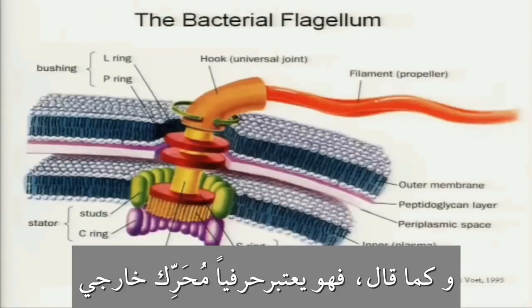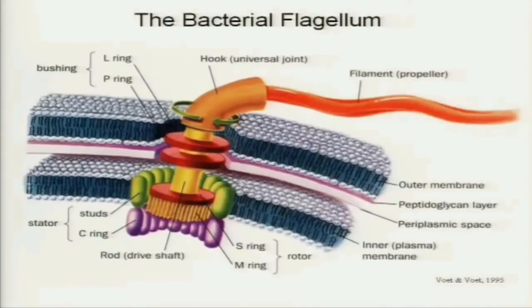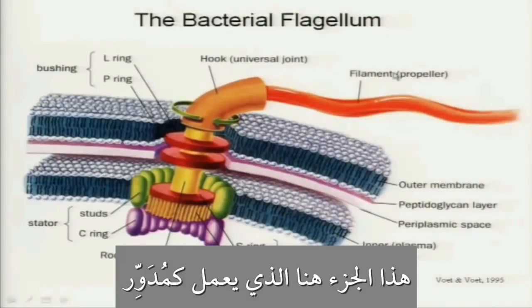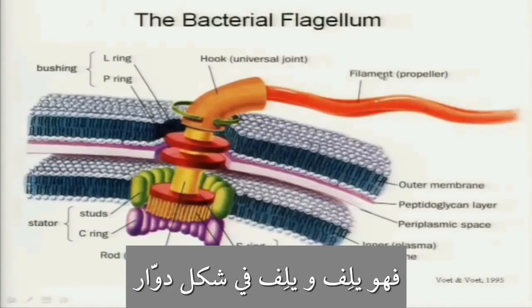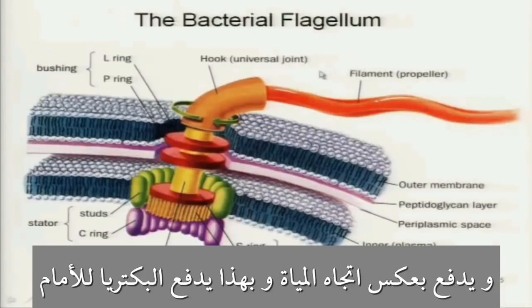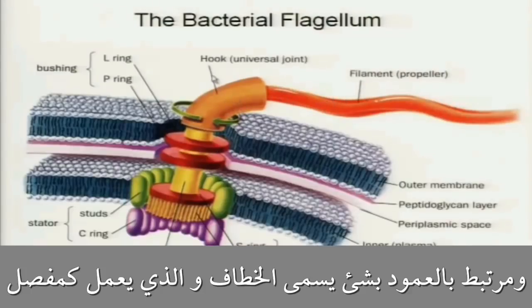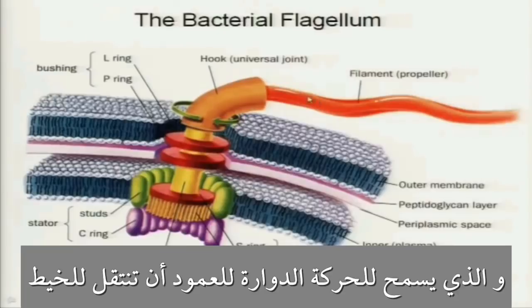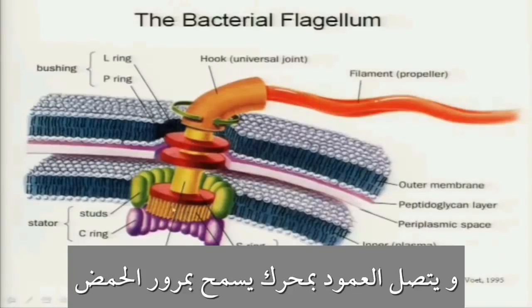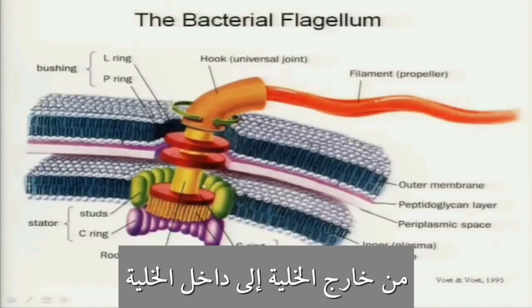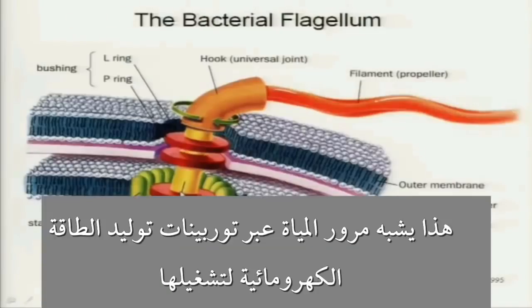And as he said, this is quite literally an outboard motor that bacteria use to swim. This is the part here which acts as the rotor. It's spun around and around in a rotary fashion and pushes against the water and therefore pushes the bacterium forward. It's attached to the drive shaft by something called the hook region, which acts as a universal joint, allowing the rotary motion of the drive shaft to be transmitted to the propeller. The drive shaft is attached to a motor which uses a flow of acid from the outside of the cell to the inside of the cell to power the turning of it, just like water flowing over a dam powers the turning of a turbine.